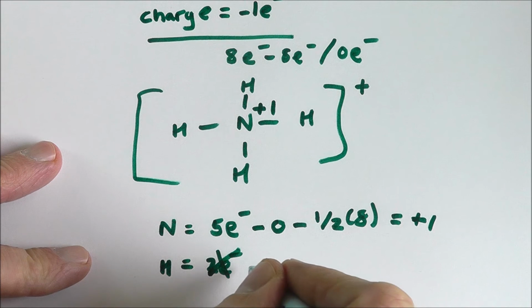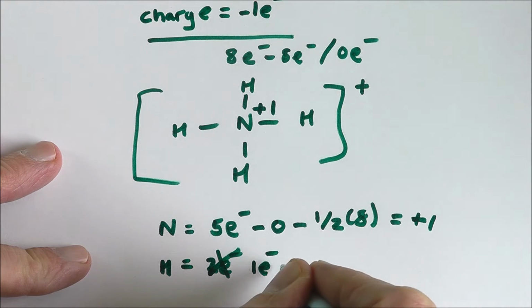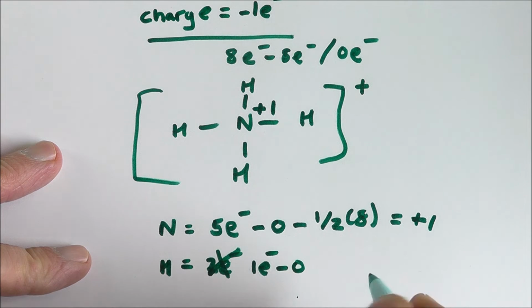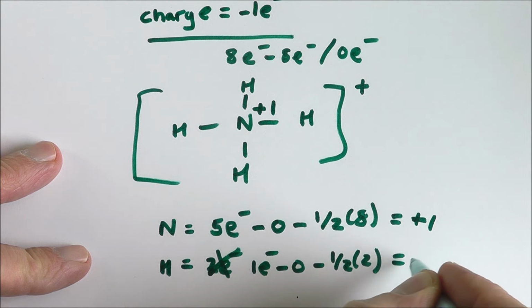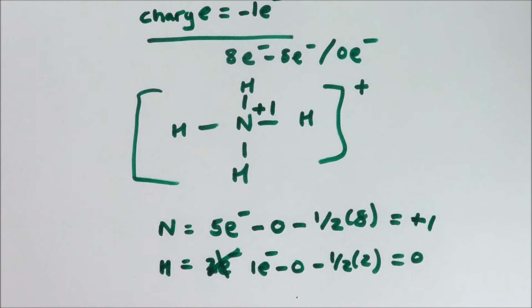That's a risk when you count wrong. 1 electron minus 0 non-bonding electrons minus 1/2 of 2, 0. So whenever you single bond a hydrogen, it ends up having a charge of 0. All right? And usually nitrogen has 3 half-filled p orbitals, and it would be able to make just 3 bonds.